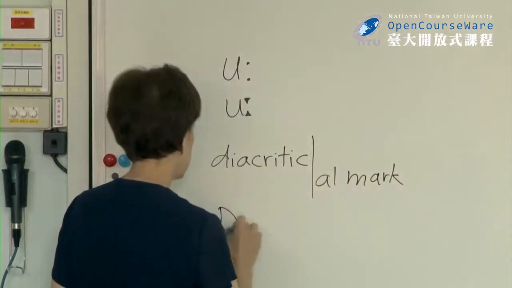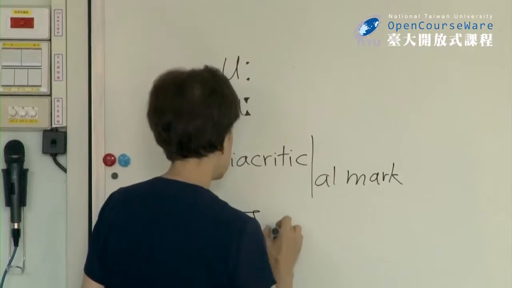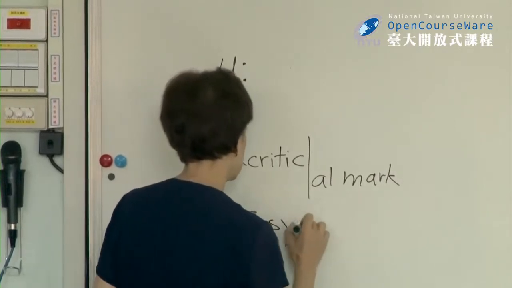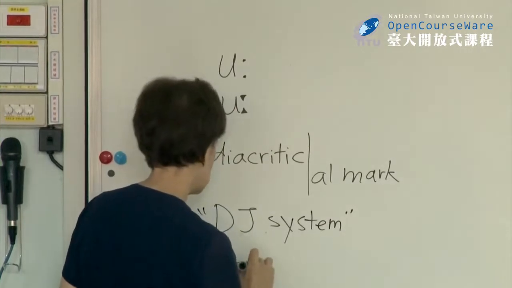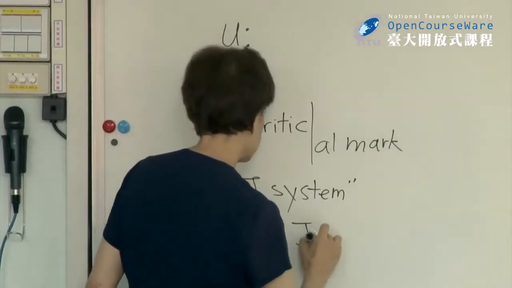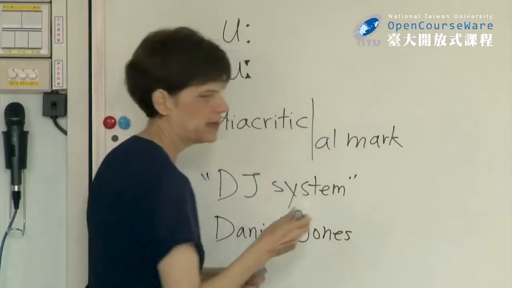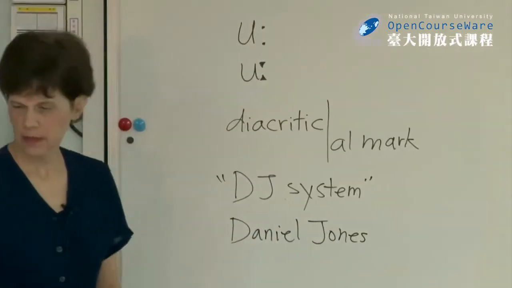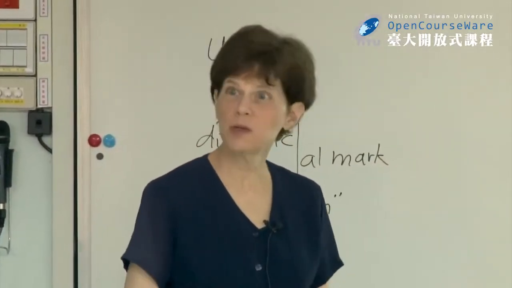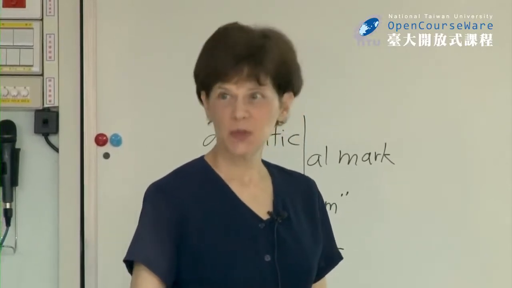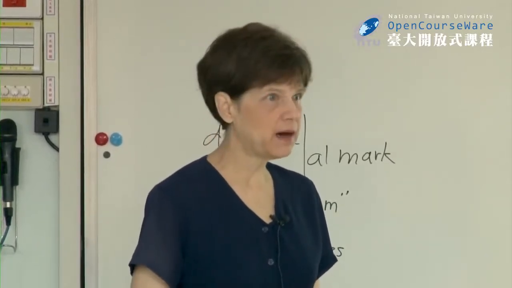So this was the former DJ system, is what you called it. And DJ stands for Daniel Jones. And we'll read about him in our textbook as well. And the system that he used in Chinese was called 万国音标. But 万国 just means all the countries, right? So it really means the same as 国际音标.